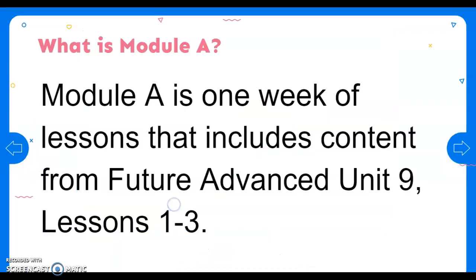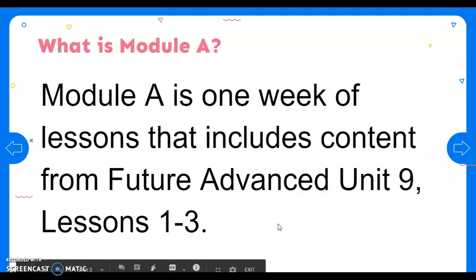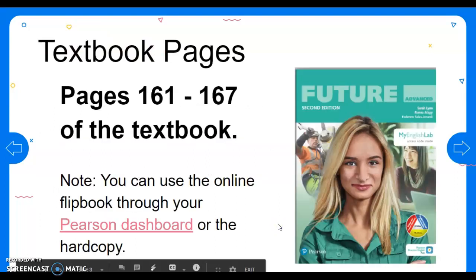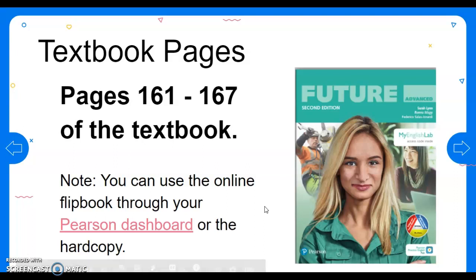Module A is 1 week of lessons that includes content from your textbook, Future Advanced, and it's Unit 9, Lessons 1 through 3. That means you're going to be using pages 161 to 167 of the textbook. You can either use the online version or the hard copy, the physical copy of the book.